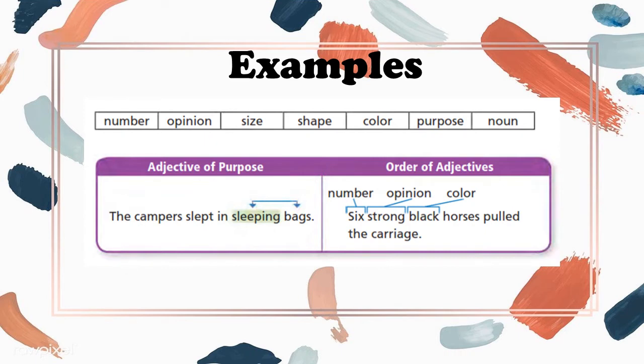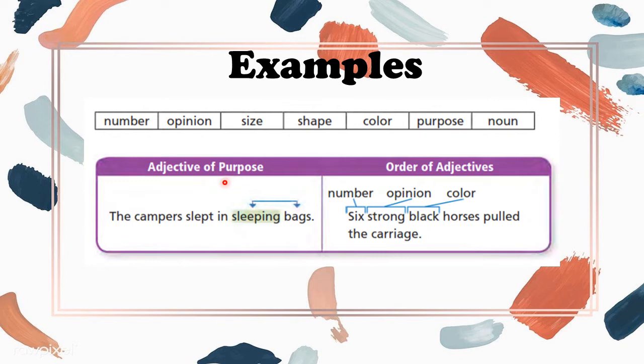So let's look at the following examples. In the previous slide, we have talked about the order of adjectives. If you have two or more adjectives, they should appear in a certain order, right? So you should first go with the number, the opinion, the size, the shape, the color, the purpose before you write your noun.